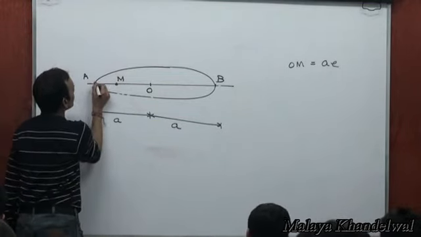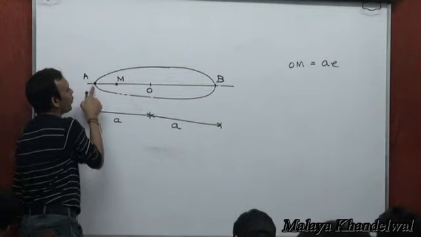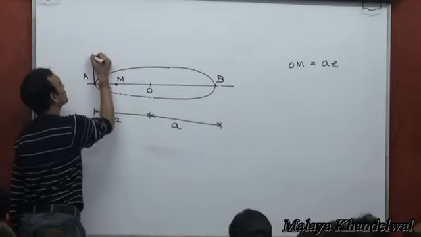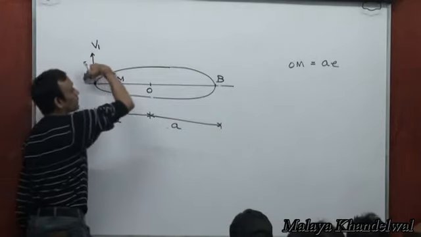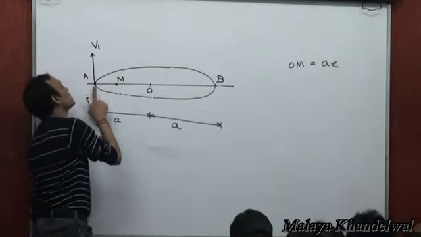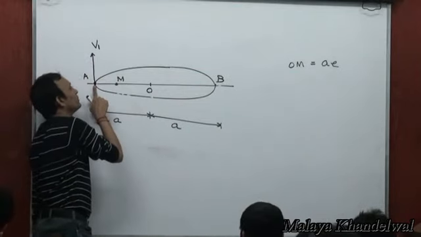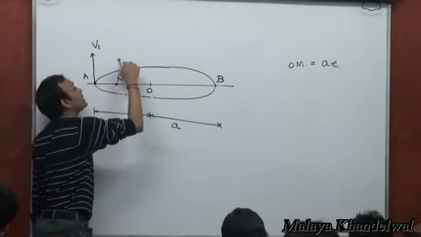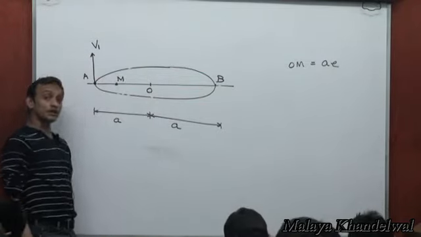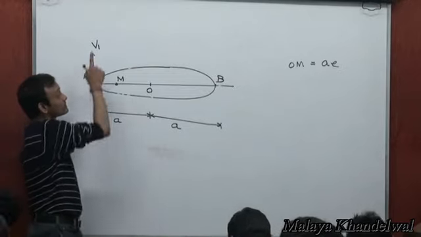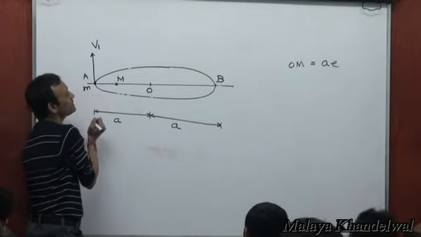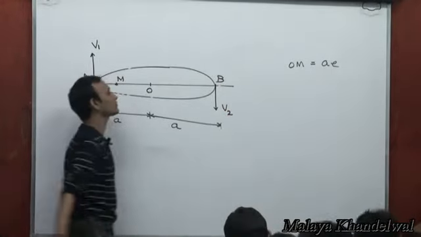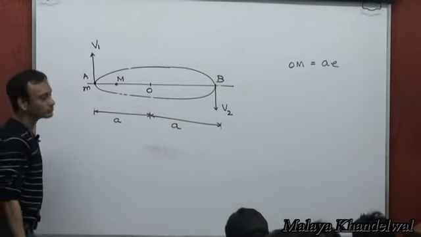Now, at the point A, which is the perigee, the mass will have a velocity v1, which would be perpendicular to the major axis, because perpendicular to the major axis at this point is the tangent to the ellipse. The velocity will always be along the tangent. At any given point, the tangent to the path describes the direction of the velocity at that point. v1 is the velocity for the small mass m at the perigee. At the apogee, v2 is the velocity.